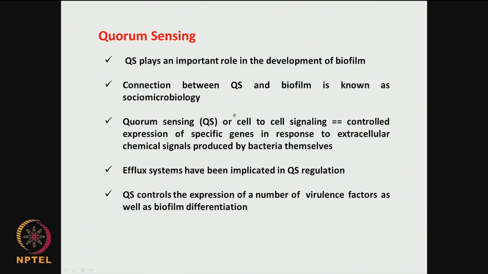So, this quorum sensing is a cell to cell signaling, and it controls the expression of specific genes in response to extracellular chemical signals produced by the bacteria themselves. Also, efflux systems have been implicated in quorum sensing regulation. Quorum sensing not only changes the phenotype of the bacteria from the sessile or motile form into the fixed or biofilm forming form, but it also affects the efflux pumps. It also controls the expression of a number of virulence factors as well as biofilm differentiation.